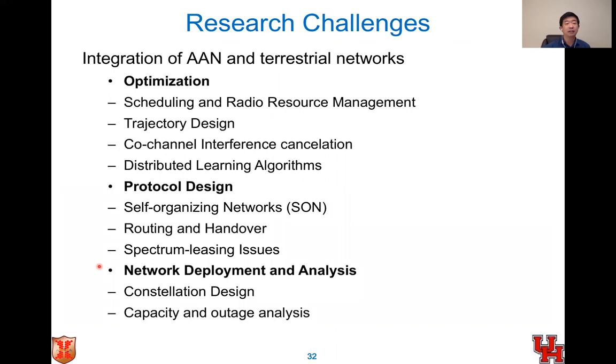And the research challenges are, for optimization, you can have scheduling, trajectory design, co-channel interference, and distributed learning. For protocol design, you have self-organized networks, routing, handover, and spectrum leasing issues. For network deployment analysis, you have constellation design, capacity and outage analysis, etc.